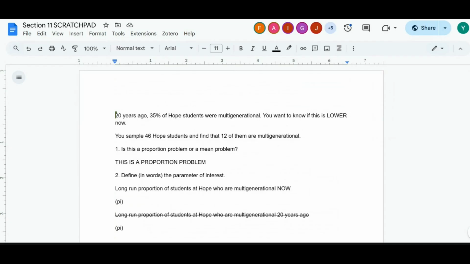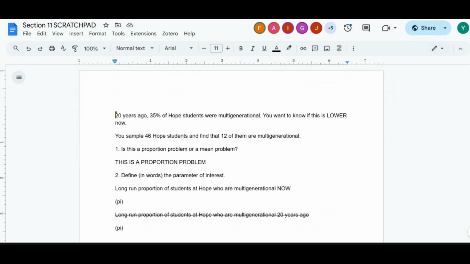Oh, can I ask a question? Yes. Oh, okay, but it's saying like you're trying to find out if what we have now is lower now, or is it saying you want to know if the 35% is lower now than what we have now? Like, I took it as 35% of students were multi-generational. You want to know if this is lower than what we have now. Oh yeah, no. I think you have okay. So just take it at face value. See, 20 years ago, 35% of multi. We want to see if it is lower now.